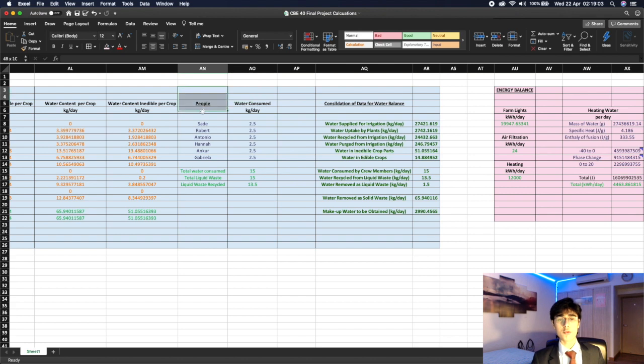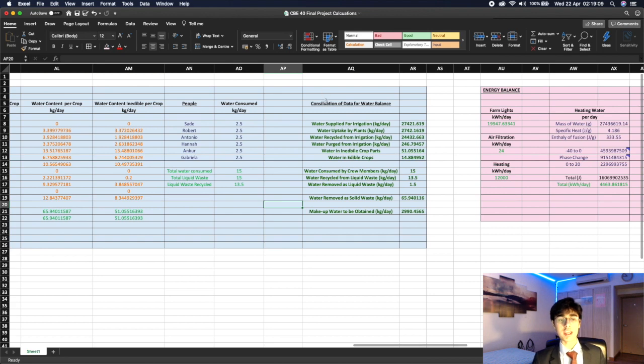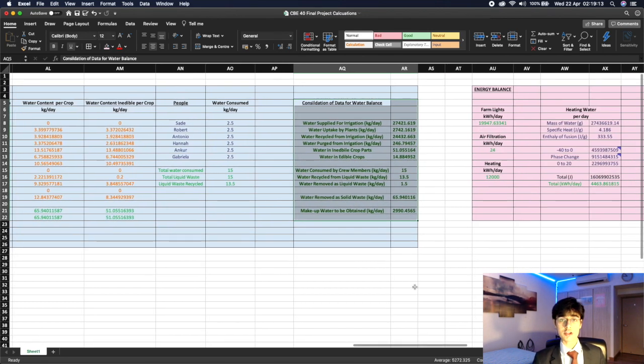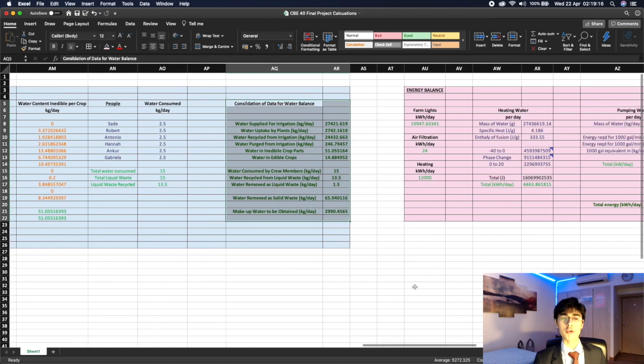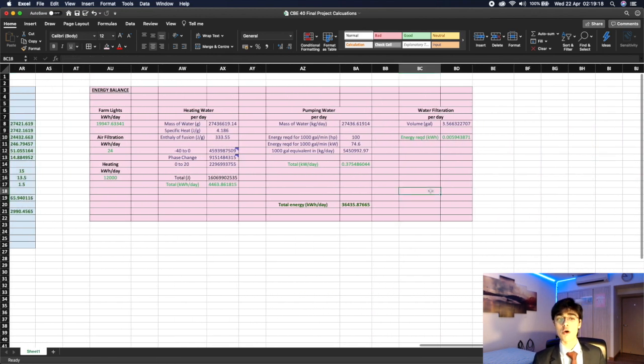The second part of the water balance was the amount of water that the crew members would be drinking, and that was the same for everyone. 13.5 kg of that was being recycled every day, and the rest was leaving the system. These columns here show the consolidated data for the water balance. Once I knew how much water the irrigation systems were using, I could do the energy balance.